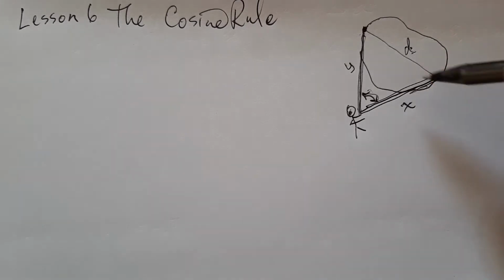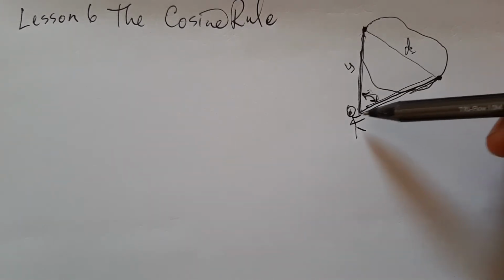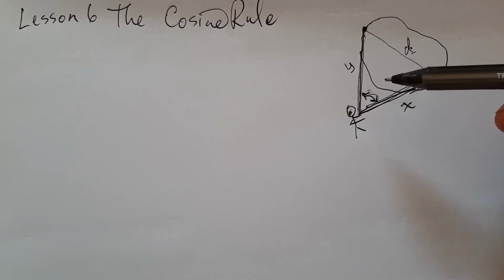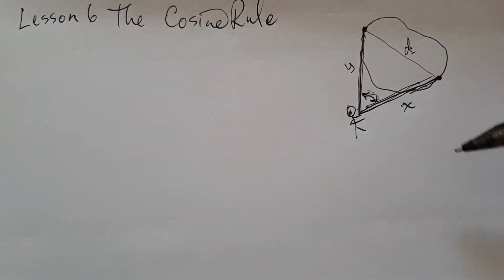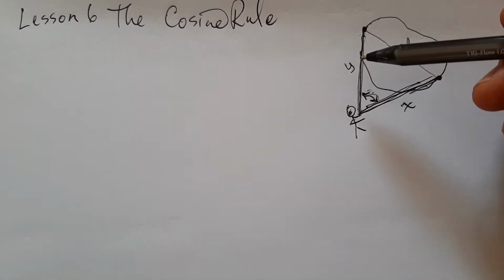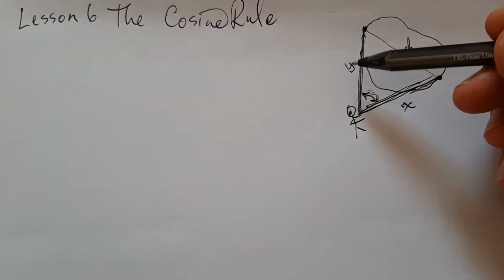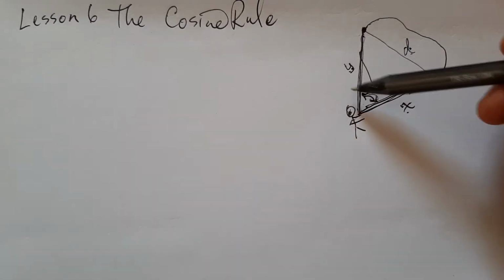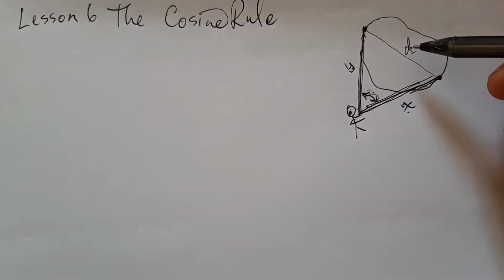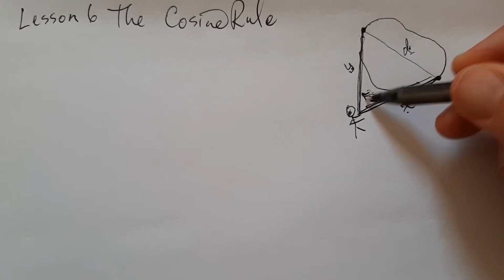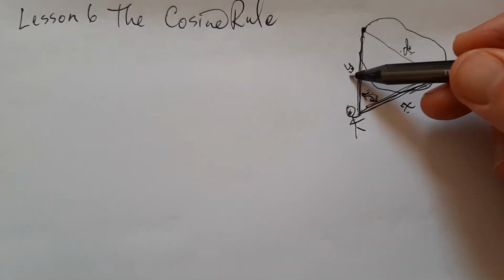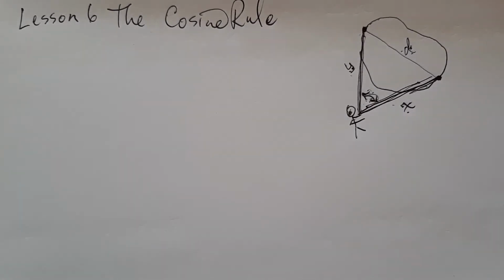Okay, so the law of cosines is useful when you're given two lengths of a triangle and you know the angle between them. Law of sines was when I knew a side and an angle opposite. Here, I know an angle, but not the side opposite. I know two sides and the angle between them.